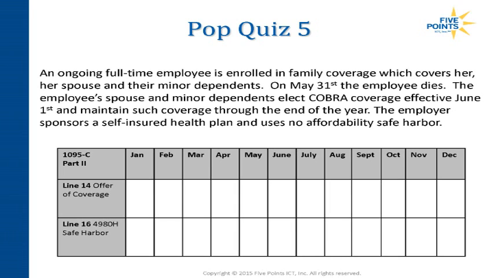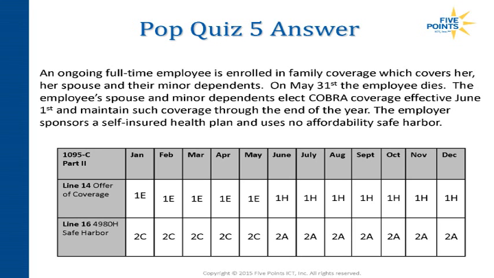An ongoing full-time employee is enrolled in family coverage, which covers her spouse and her minor dependents. On May 31st, the employee dies. The employee's spouse and minor dependent elect COBRA coverage effective June 1st and maintain such coverage to the end of the year. The employer-sponsored self-insured health plan uses no affordability safe harbor.